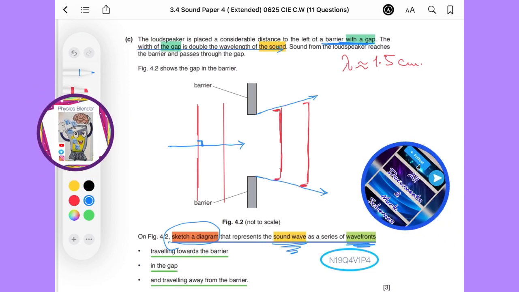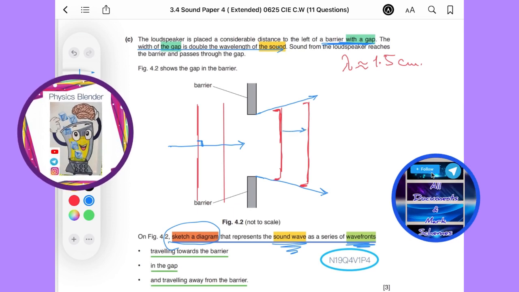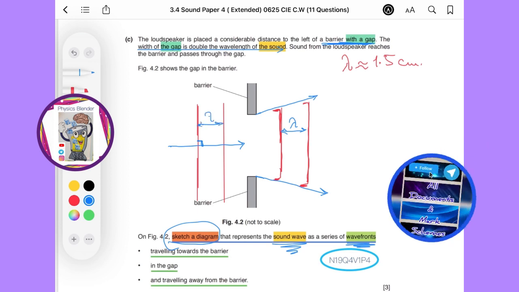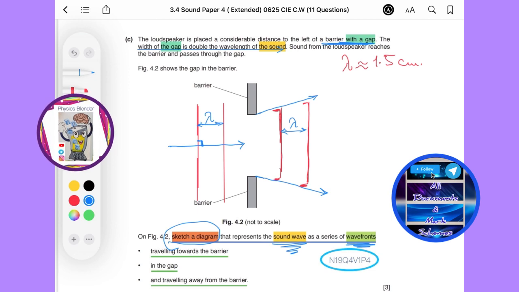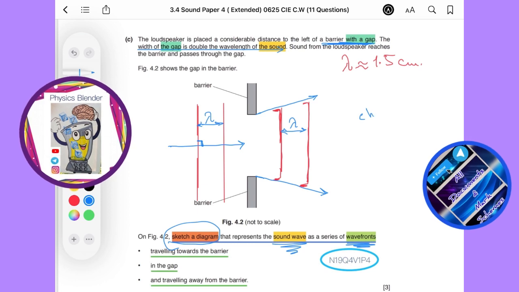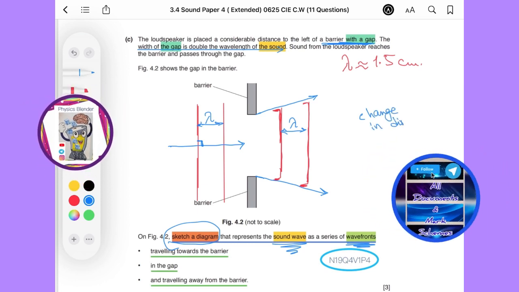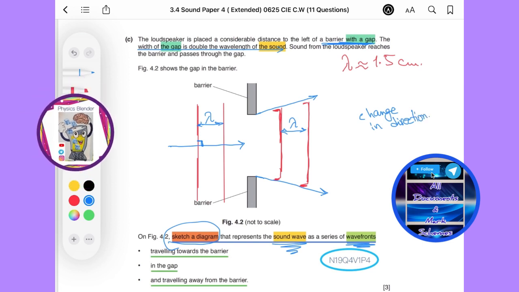Let's revise what happens in diffraction. The wavelength will be the same. Okay, no change in wavelength. Frequency will be the same, speed will be the same, only change in direction. So change in direction but slight bending at the edge, not circular wavefronts.